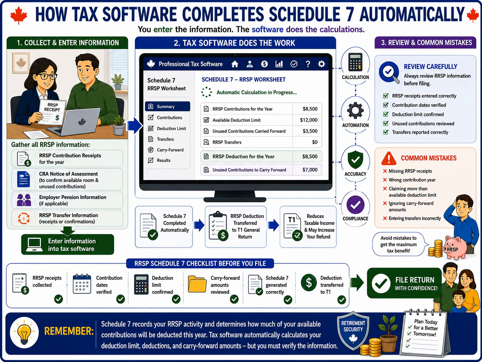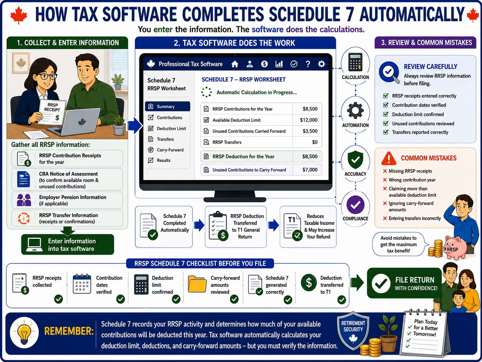Now let's look at how Schedule 7 is completed in a professional tax preparation office using certified tax software. The process begins by gathering all of the client's RRSP documents. These typically include RRSP contribution receipts issued by financial institutions, the client's notice of assessment from the Canada Revenue Agency, information about available deduction room, any unused contributions carried forward from previous years, and documents relating to RRSP transfers if applicable. After collecting these documents, the tax preparer enters the information into certified tax software.